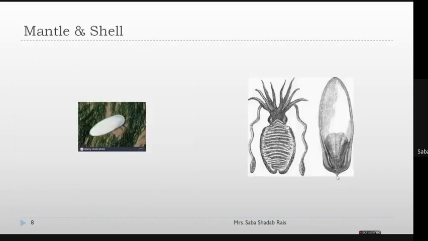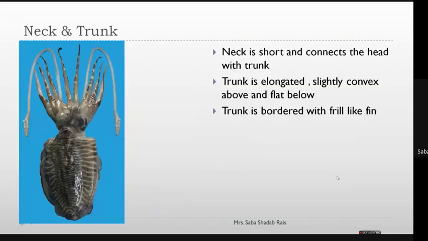I skipped one point here. Now you can see this trunk. This trunk has a frill-like structure, which is nothing but the fins. Now what is the role of the fins? When you see their body surface, this frill-like fin is also called a parapodium. These are present on the lateral side.